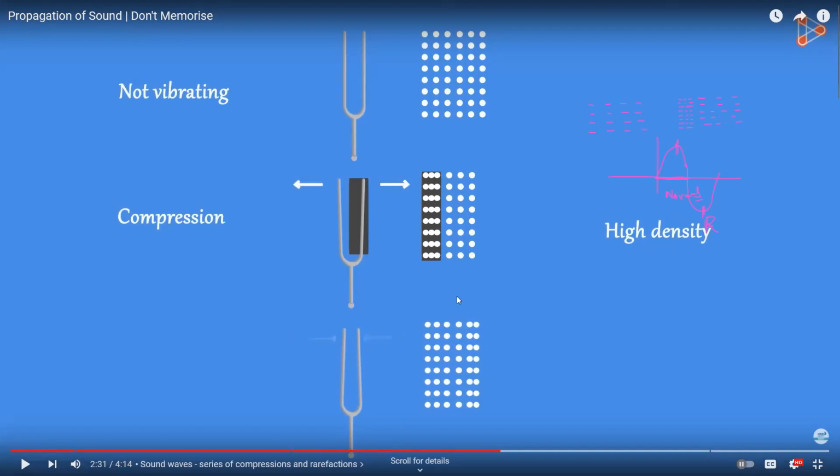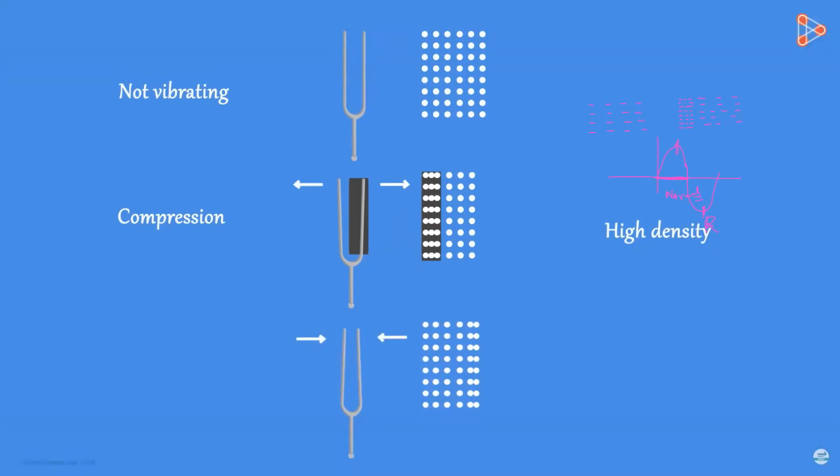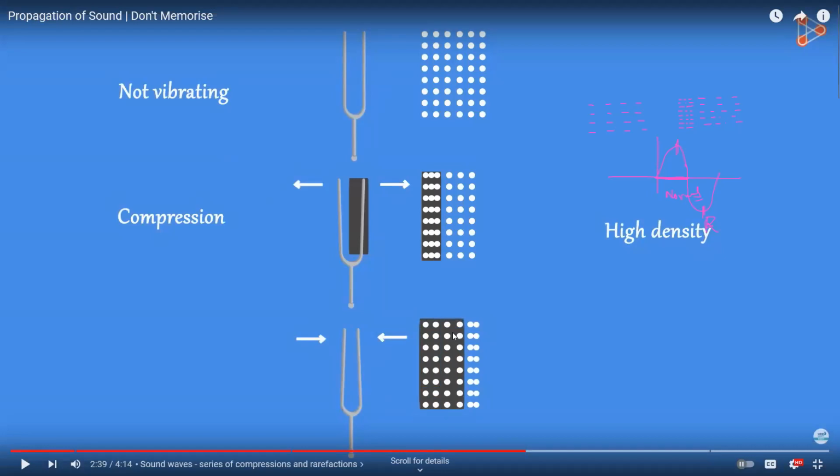So what will happen? By the time the energy is transferred to the next set of particles, these particles have a lot of space, so they will move away from each other. That is what we used to call rarefaction. The pressure keeps on decreasing further as the prong continues its motion towards the left. This creates a low pressure region. Low pressure or low density.